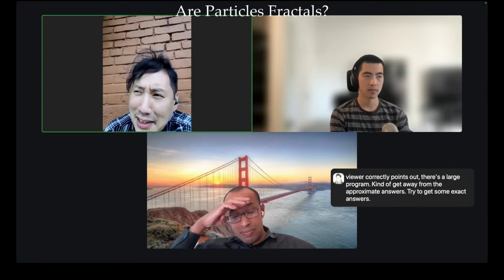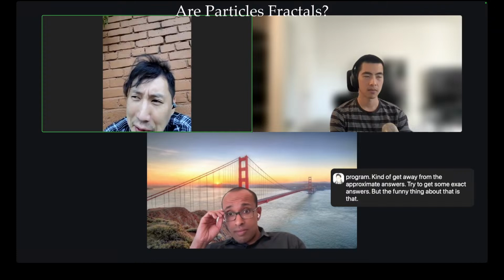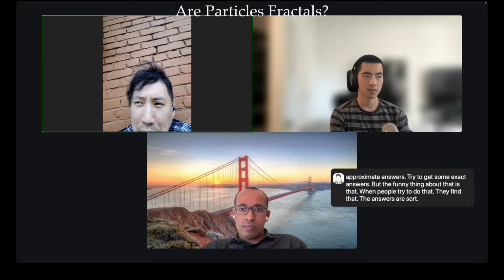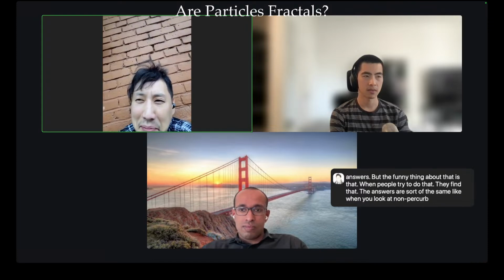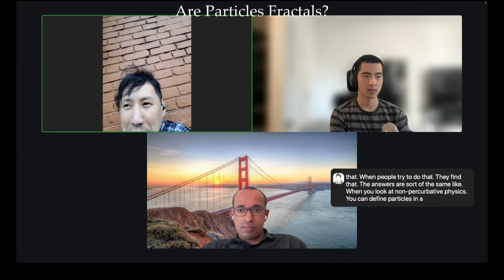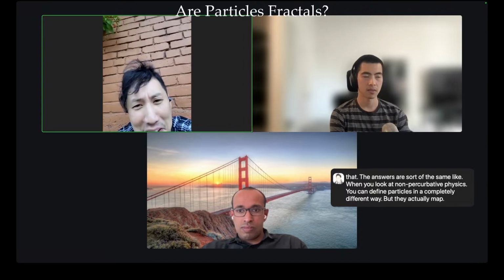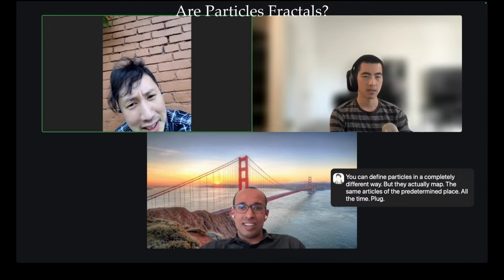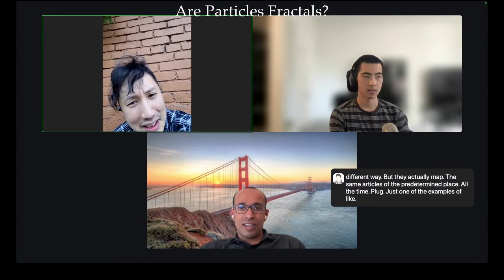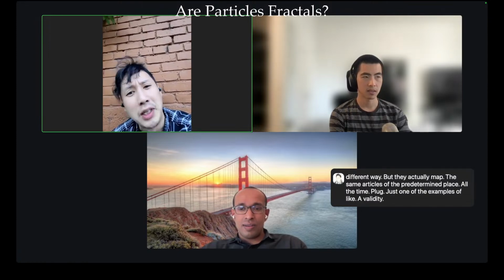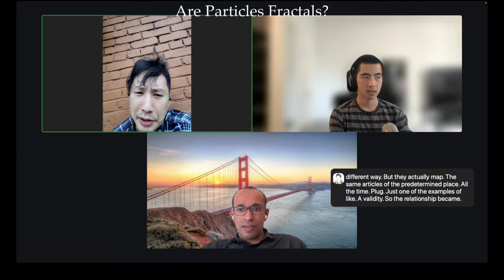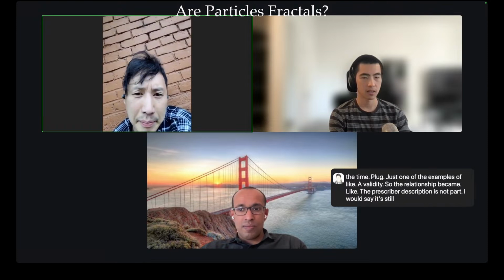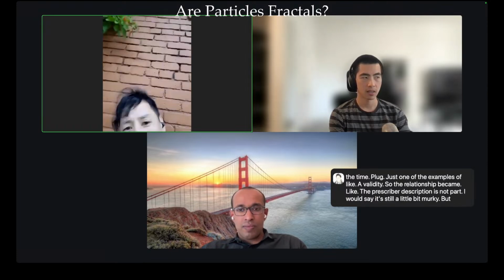But the funny thing about that is that when people try to do that, they find that the answers are sort of the same. When you look at non-perturbative physics, you can define particles in a completely different way, but they actually map to the same particles of the perturbative physics all the time. And so this is one of the examples of what we talk about in modality physics. The relationship between the perturbative particle description and the non-perturbative particle description is still a little bit murky, but it's definitely one of those active fields of research.